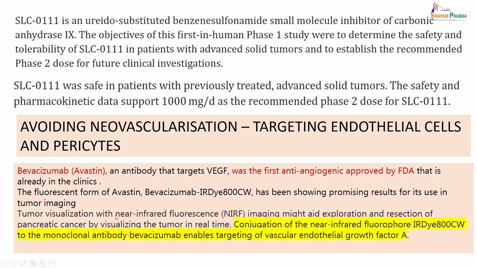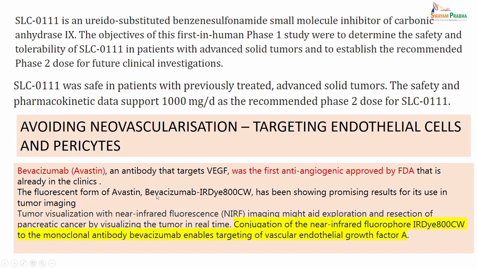The fluorescent form of Avastin, which is called the bevacizumab dye E800CW, has been showing promising results for its use in tumor imaging. So bevacizumab, along with this particular fluorescent dye, has been useful in imaging of tumors. The tumor visualization with near-infrared fluorescence, which is what is called NIRF imaging, might aid exploration and resection of the pancreatic cancer, as visualizing the tumor in real time is possible if this particular agent is used along with bevacizumab.